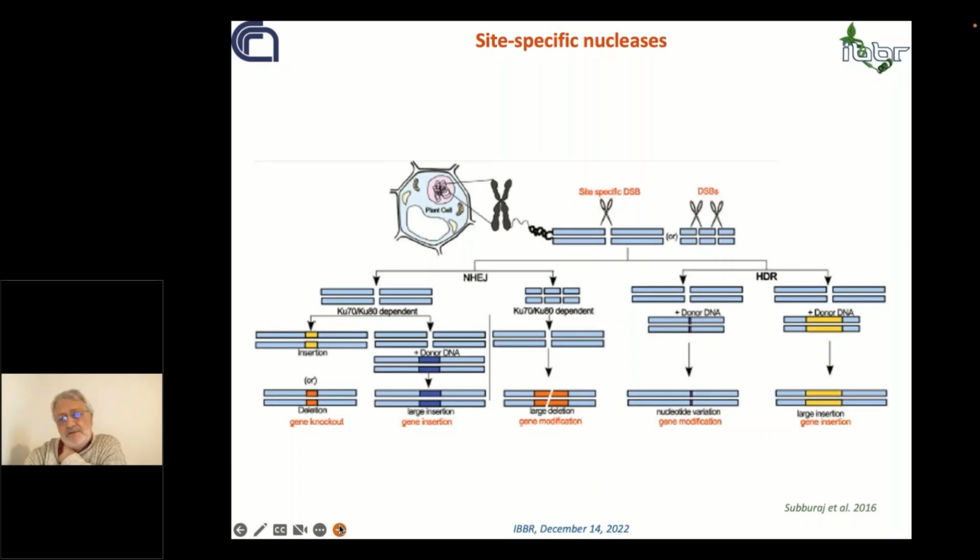On the other hand, much rarer in the nuclear plant genome, you can also induce another repair mechanism based on homologous recombination. In this case, if you add a donor DNA with flanking sequences homologous to the target sequence, you can have either precise gene substitutions or insertion of larger fragments, even genes, in a precise site.